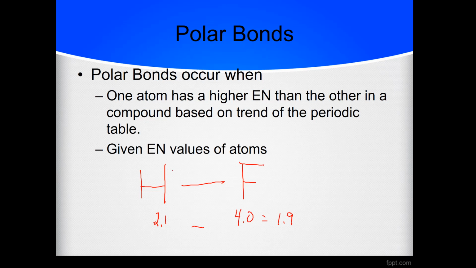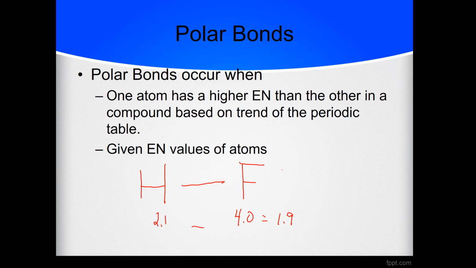That means that these two electrons in this bond wind up spending more time with fluorine than they do with hydrogen. They're still shared. It's just that fluorine's getting them 60, 70% of the time, whereas hydrogen's only getting them 30 or 40% of the time.